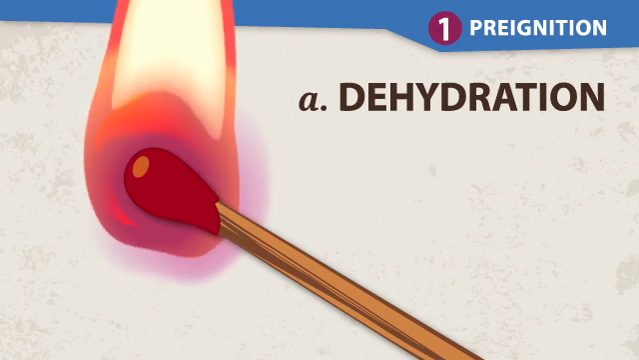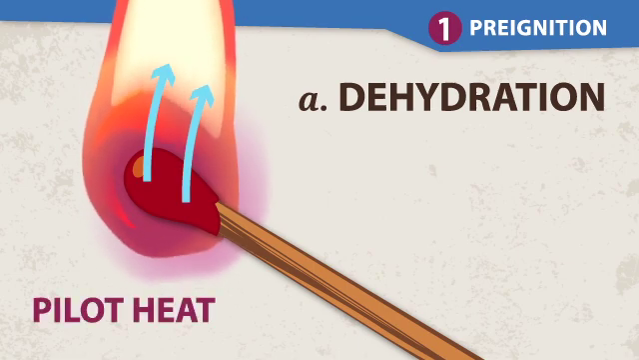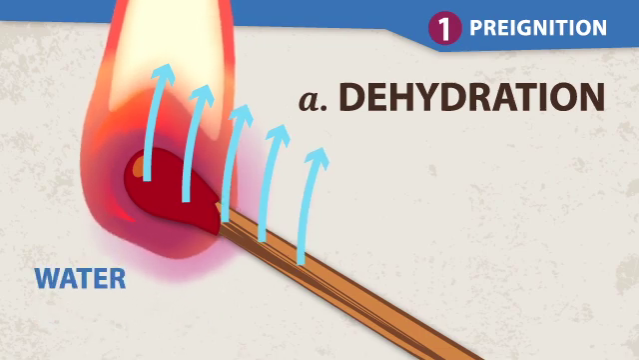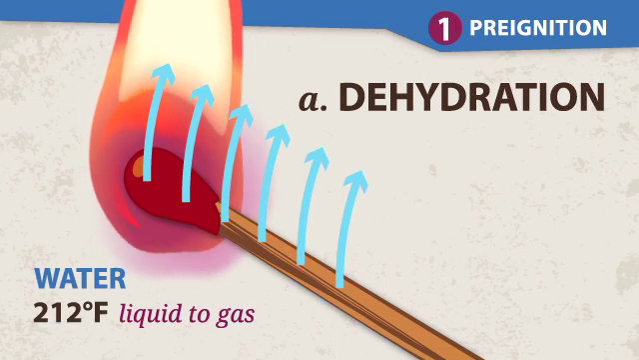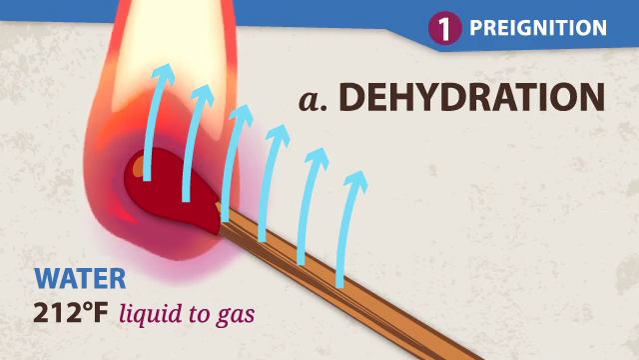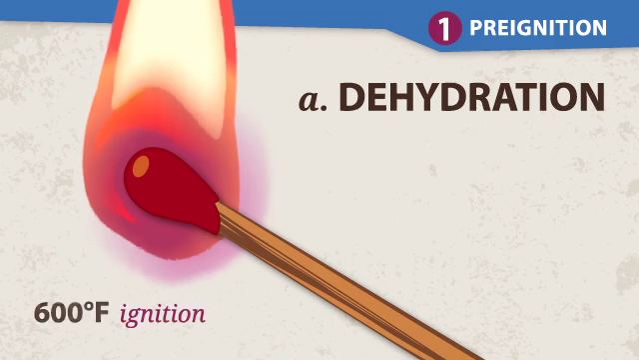During dehydration, the water in the burnable fuel, the unburned matchstick here, is driven out through pilot heat, or an initial source of heat like a match. Water changes from a liquid to a gas at 212 degrees Fahrenheit. However, fuel temperatures, like the wood matchstick, need to be around 600 degrees Fahrenheit to ignite.